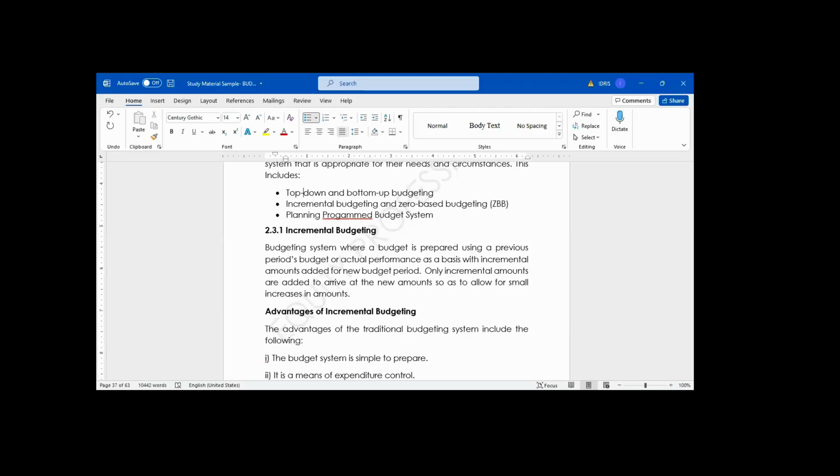Incremental budget, like I said, is a budgetary system where, in the budget that is prepared, we use previous period results or previous period actual performance as a base for the preparation of what? For the preparation of new budget. What are the key changes in incremental budget?